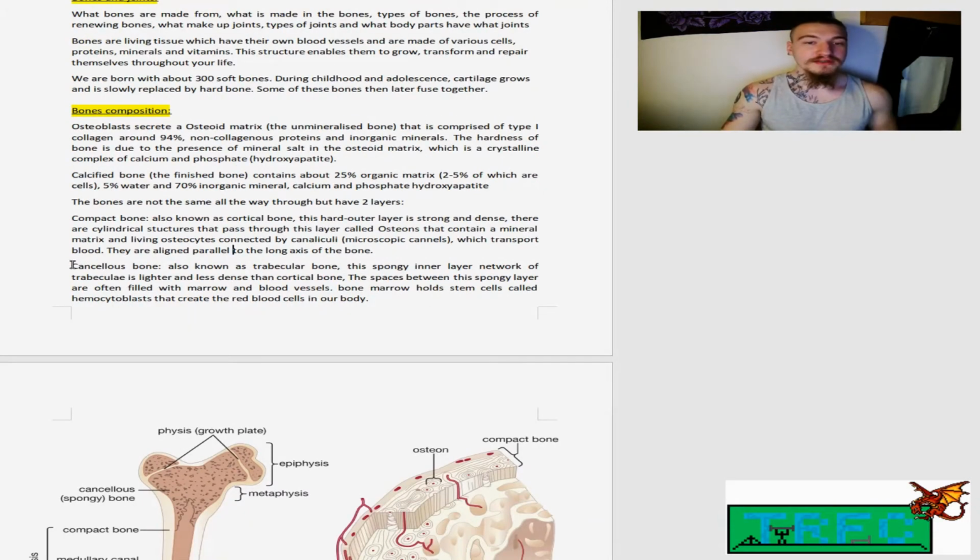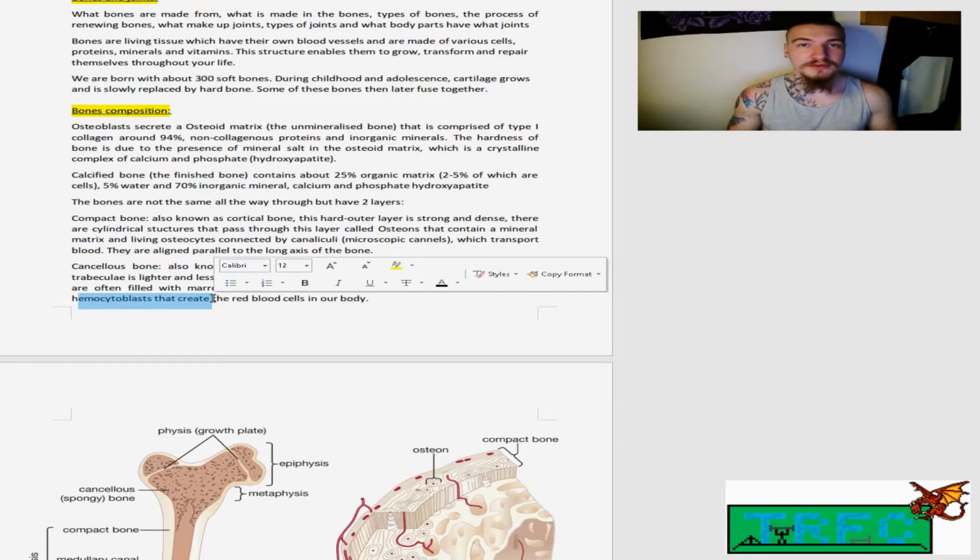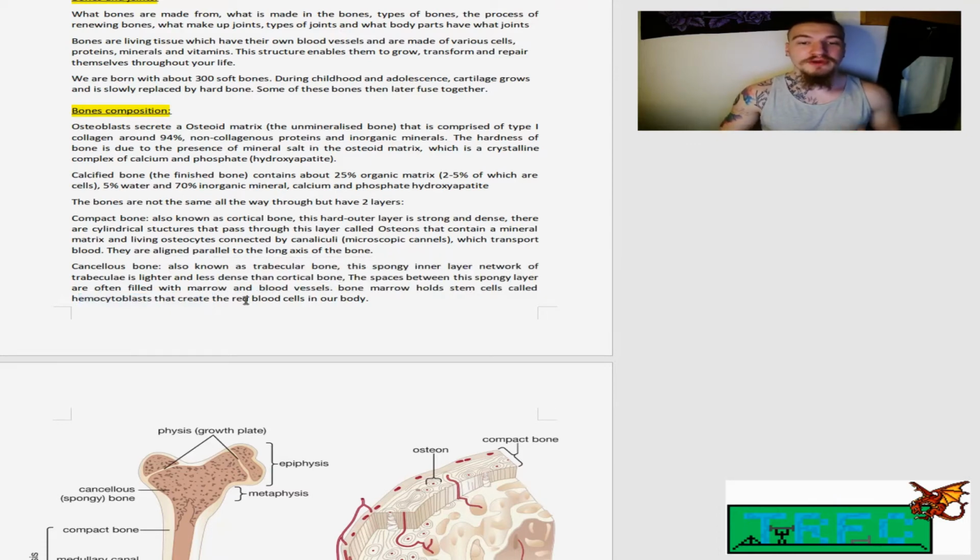And you've also got cancellous bone, also known as trabecular bone. So this is the spongy inner layer network. This is much lighter and less dense than the cortical bone. The spaces between this spongy layer are often filled with marrow and blood vessels. Now, bone marrow actually holds stem cells called hemocytoblasts. These are what turn into the blood cells in our body. The process of creating blood cells is a very in-depth topic, so I will make a video on that in the future.